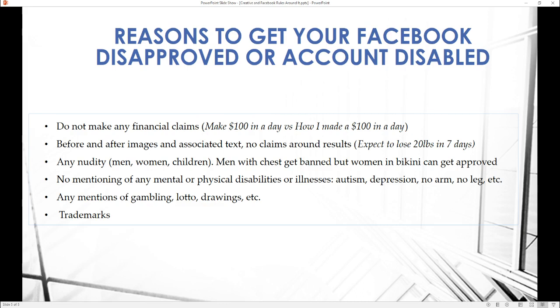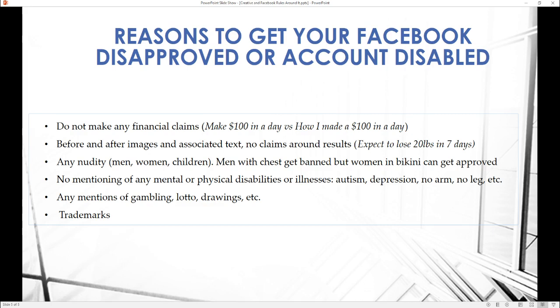Again, any mentions of gambling, lotto drawings, anything of that nature where you claim you can win up to $10,000. Nope, nope. Huge no-no for Facebook. I'm sure they would make huge amount of money if they allowed something like that, but they don't. So there you go. And then trademarks. You cannot show images with trademarks. You cannot mention trademarks. You cannot do anything of that nature. That is basically it.